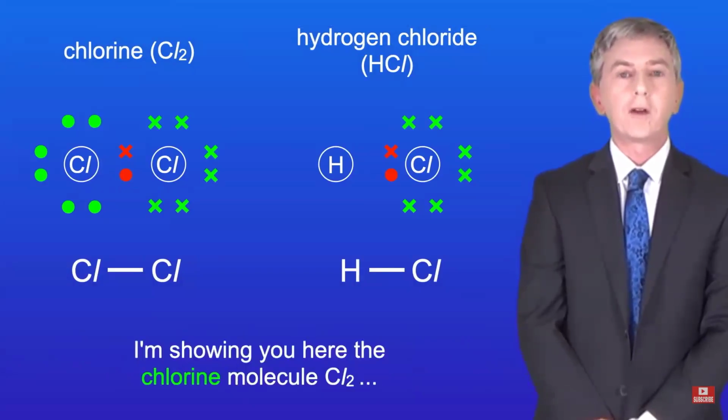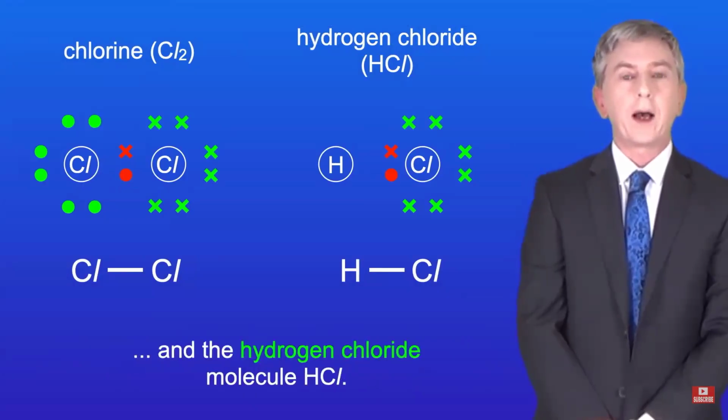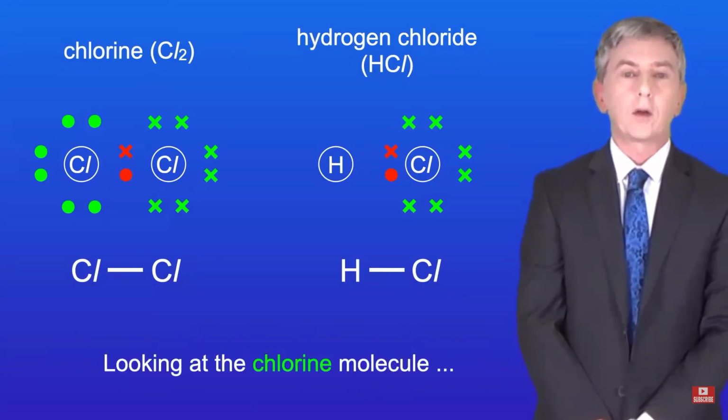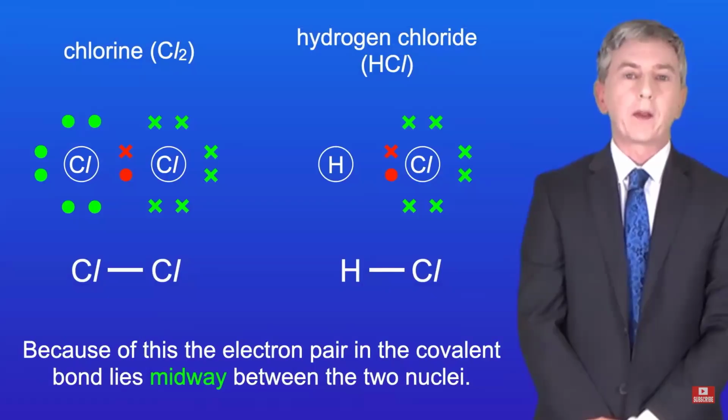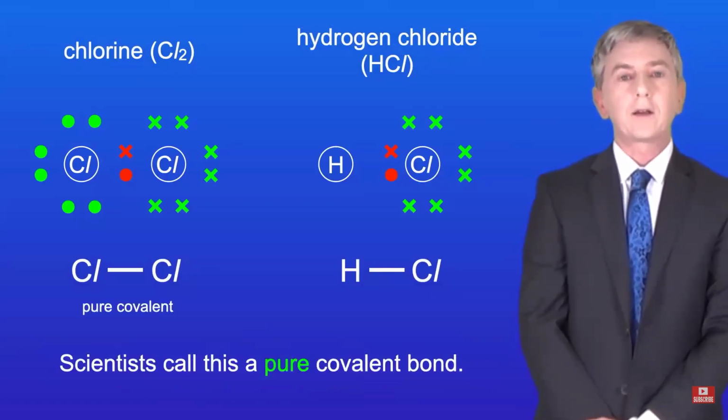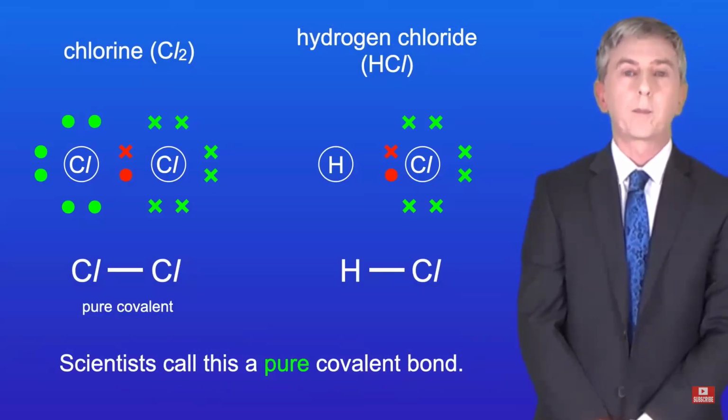I'm showing you here the chlorine molecule Cl2 and the hydrogen chloride molecule HCl. Looking at the chlorine molecule, we can see that both atoms in this molecule are chlorine, so both have the same electronegativity. Because of this, the electron pair in the covalent bond lies midway between the two nuclei, and scientists call this a pure covalent bond.